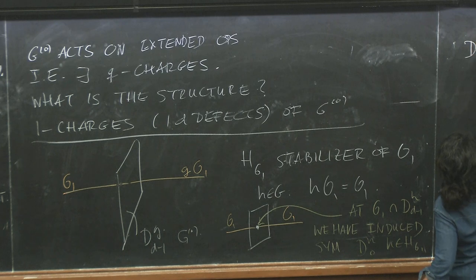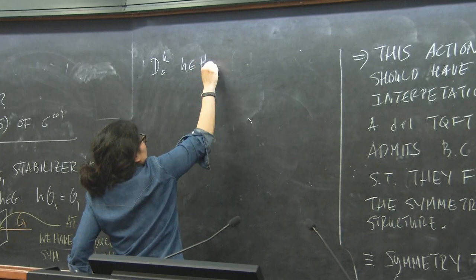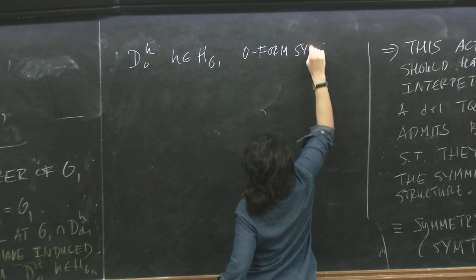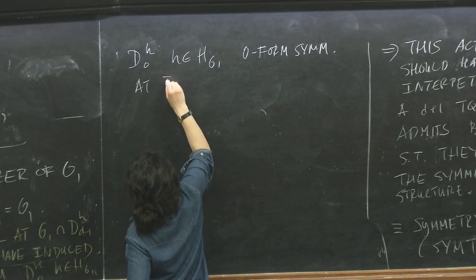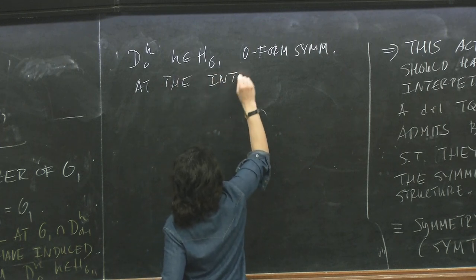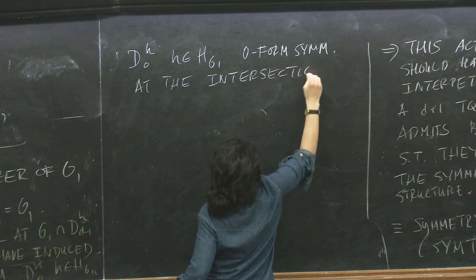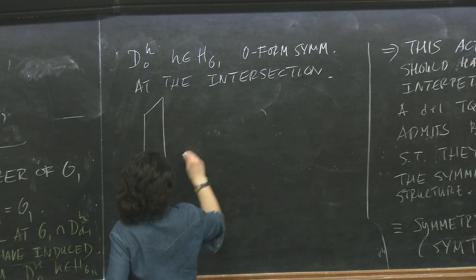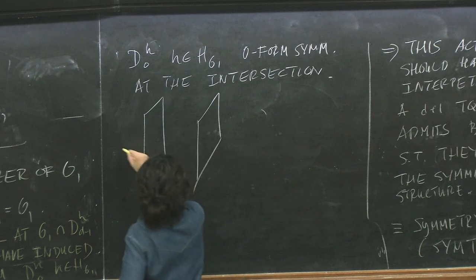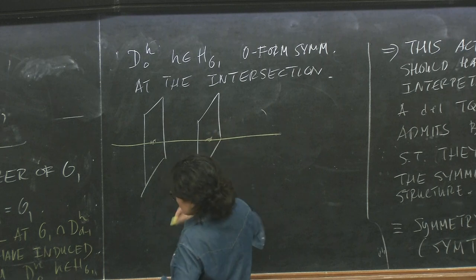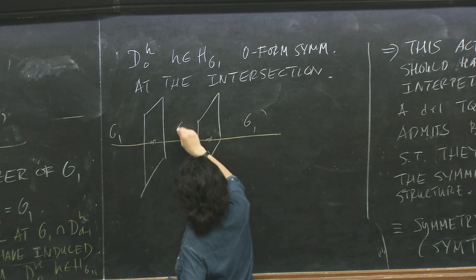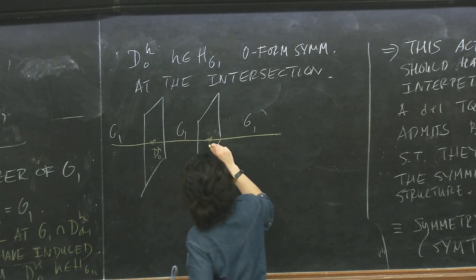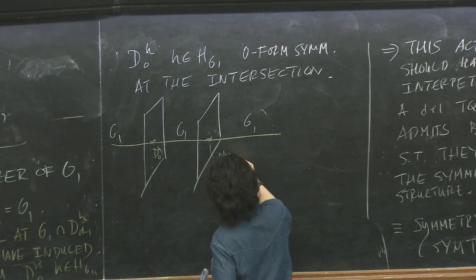Okay, so basically, let me repeat this. So there's D0H, with H in H01, a zero-form symmetry at the intersection. So if I now actually have, for example, two of these, here's our line operator that goes through here, so L1. Then I can ask whether these guys, so here we have some D0H, and some D0H1, some D0H2.